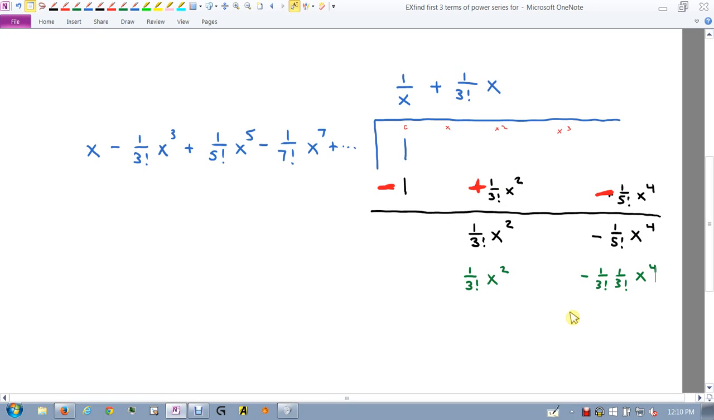Do we have a question on this? Do y'all see why it's 1 over 3 factorial times 1 over 3 factorial? Because they both had them, right? This had them, and this had it. And it was negative because one's positive, one's negative.